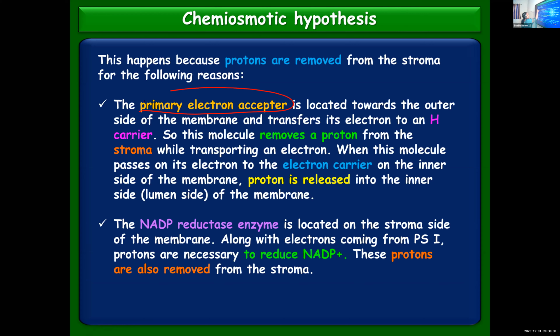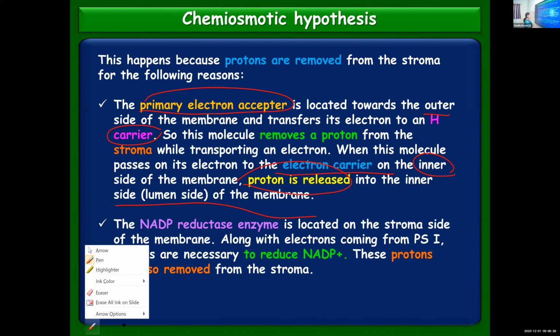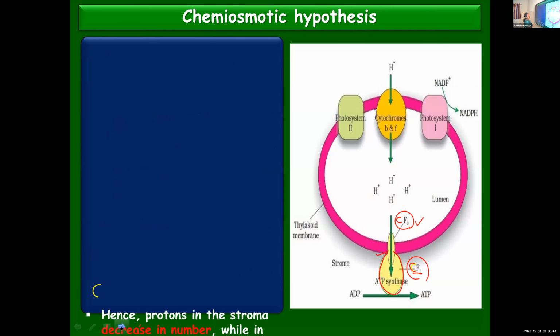The primary electron acceptor present on the outer side will accept electrons and transfer them to a proton carrier. Along with the electron, they'll be removing a proton from the stroma. And when these electrons are transferred to another electron carrier present on the inner side, along with the electron, protons also will be transferred to the lumen, which causes an increase in the concentration of protons inside the thylakoid.